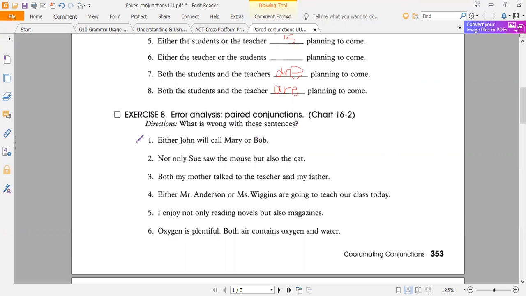Either John will call Mary or Bob. Is this correct? Does it seem smooth? No, it seems awkward. The meaning is lost. It's not understood easily. The speaker is supposedly trying to say that John will make a phone call to one of the two people, Mary or Bob.